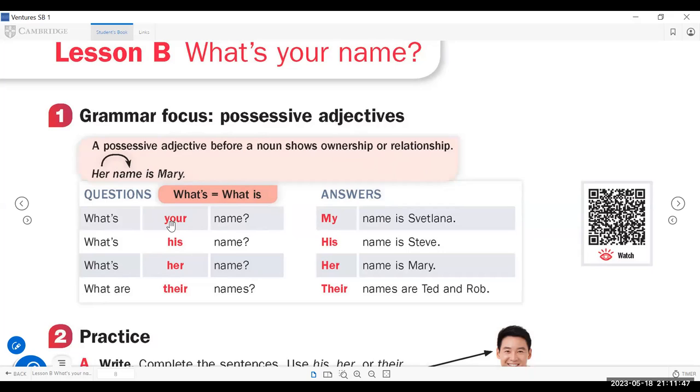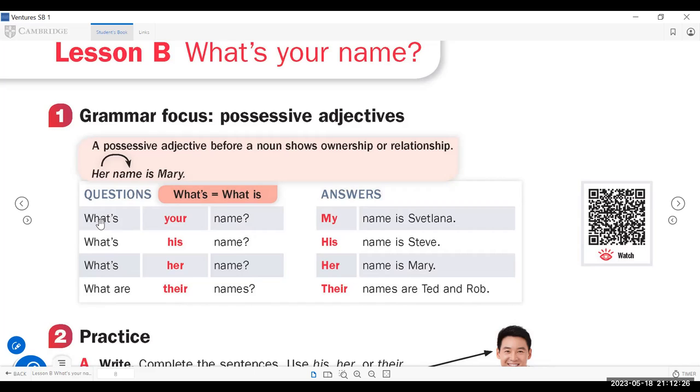Okay, and we are going to focus on questions. We have the question, what is, equal to what's. Pero en forma hablada ya no vamos a decir what is, vamos a decir what's, okay? What's your name? And you are going to say, my name is Slavana. What's his name? His name is Steve. What's her name? Her name is Mary. What are their names? Their names are Ted and Roe. Okay, take a look at this.